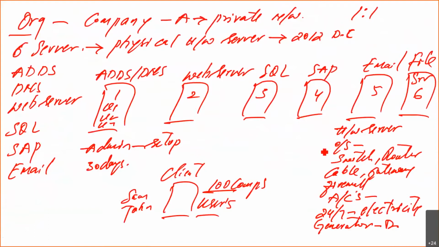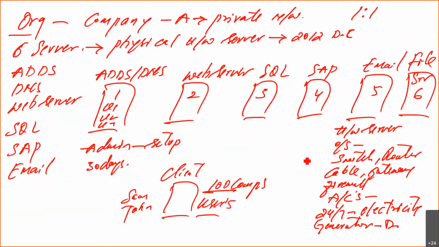You can select anyone. If you say in one server I require 2012 OS, that is available. In one server you require 2016, that is available. If you say in one server we require Linux, that also is available, guys. And the network switches are available. Cabling, we need not worry. We need not worry about firewalls also, because secure data is there. ACs, power supply, generators, we need not worry about.